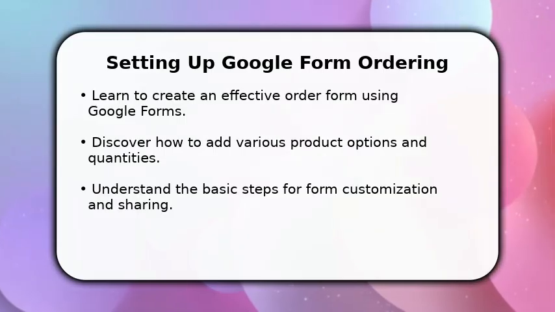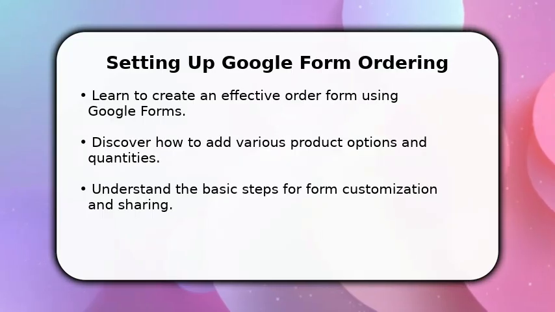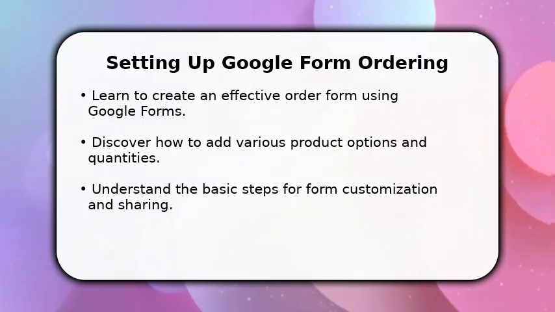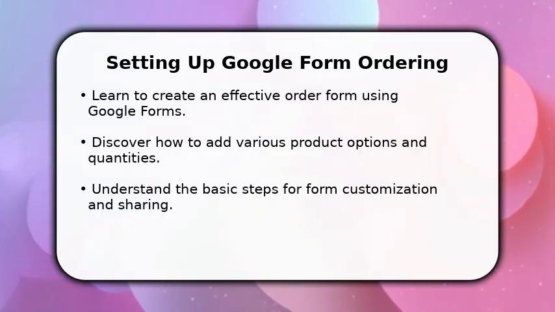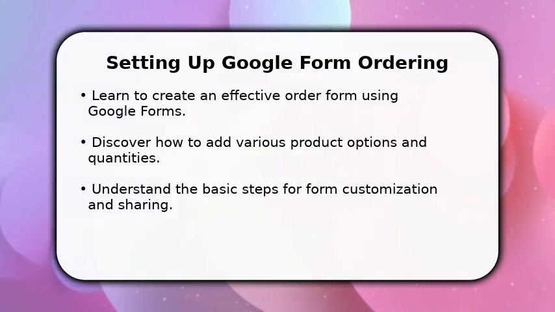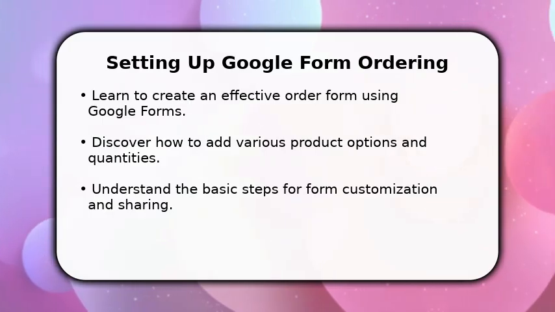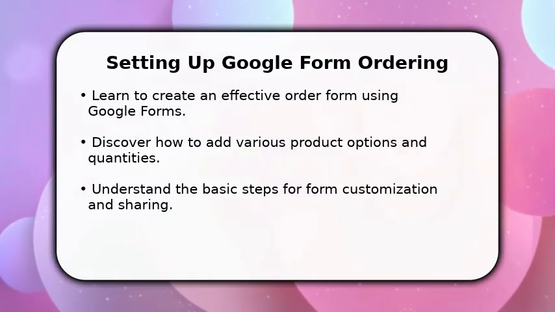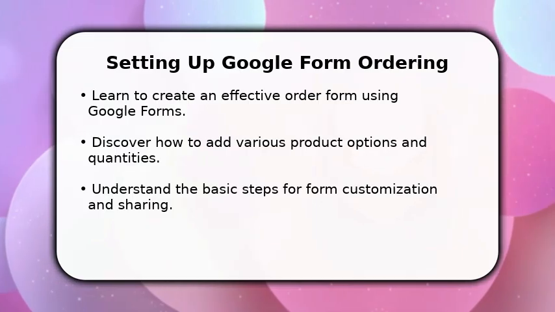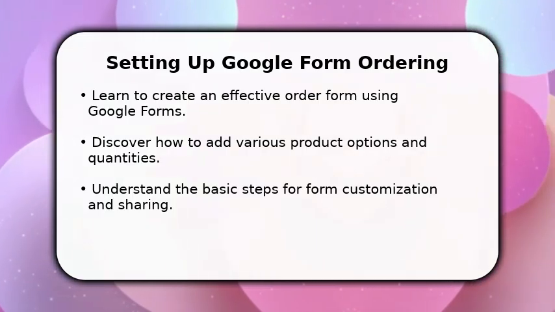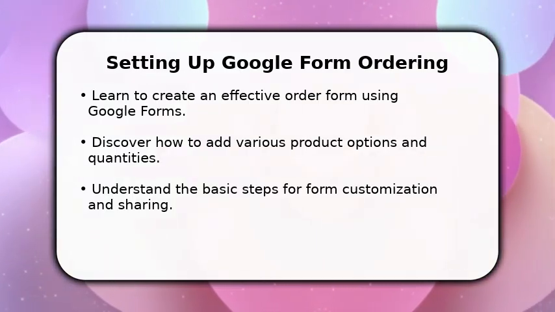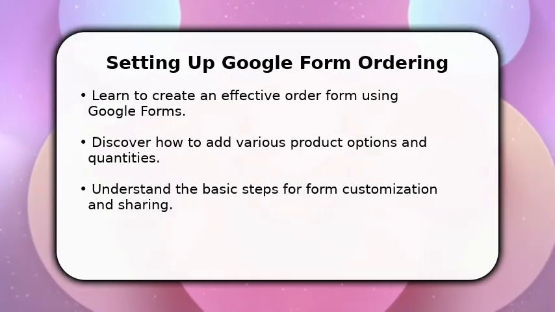In this video, I will explain how to set up Google Form ordering. We'll start by creating a new form and adding essential customer information fields. Then, we'll dive into structuring your product listings with options for quantity and pricing. Finally, I'll show you how to customize your form's appearance and share it effectively with your customers. This process is straightforward and can be completed in just a few minutes.